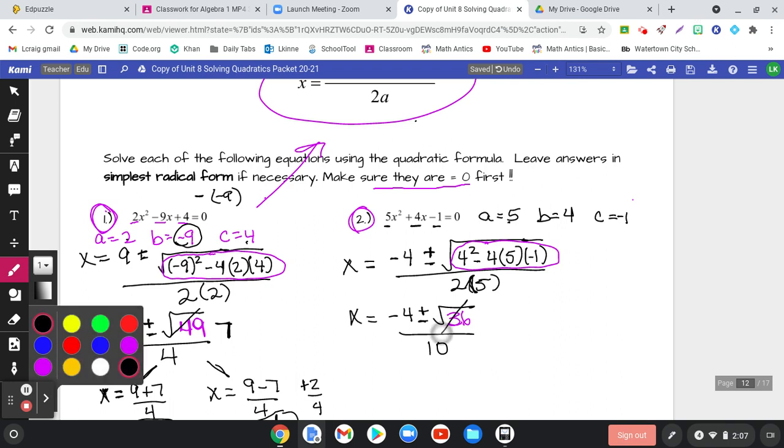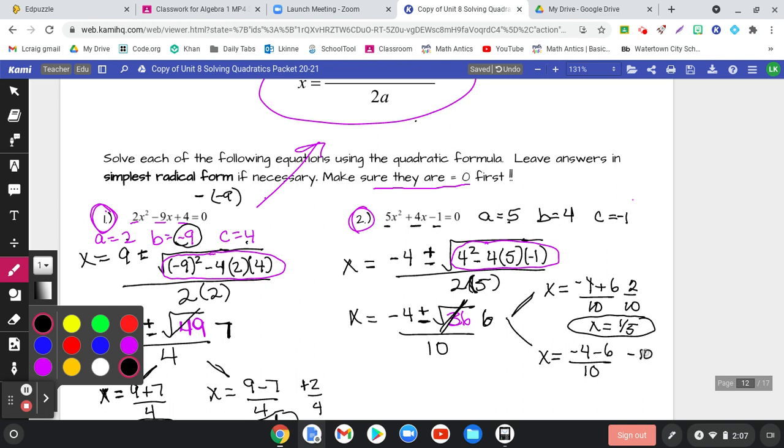So the square root of 36 is just 6. So when we split this up, we're going to have x equals -4 plus 6 over 10. And then we're going to have x equals -4 minus 6 over 10. All right. -4 plus 6 is 2 over 10. And if you put that into your calculator, you're going to get 1/5, or 0.20 is fine. This one, you're going to get -10 over 10. If you put that into your calculator, you get -1.